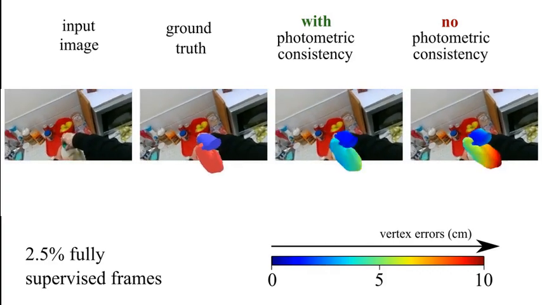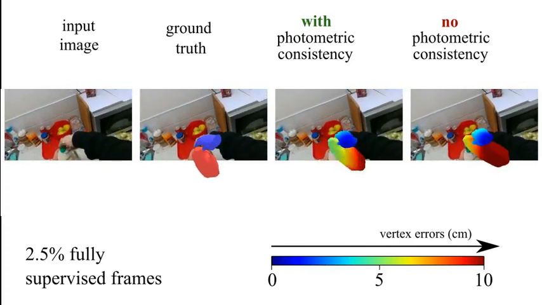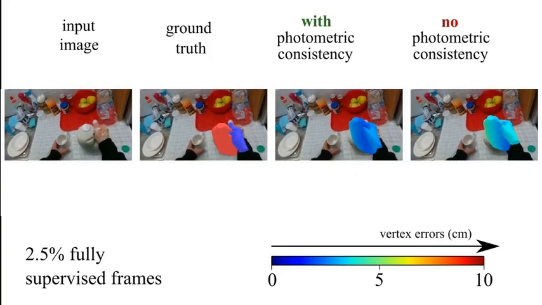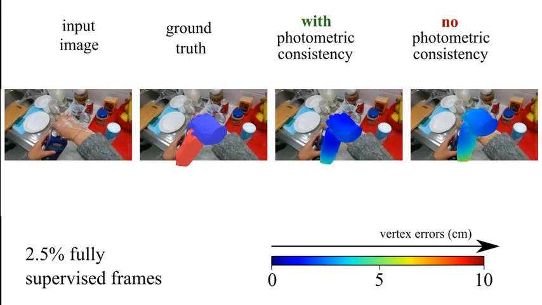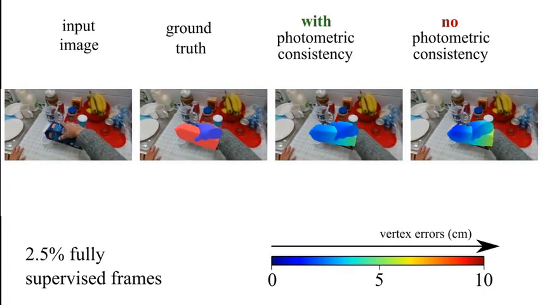When using 2.5% of the fully supervised data, while both models predict more accurate poses, we observe consistent improvements in hand and object poses over the baseline.